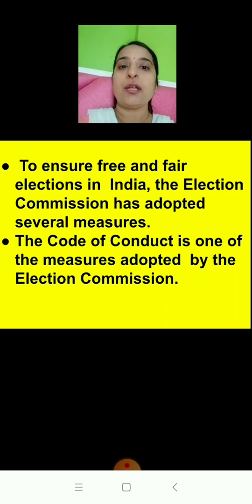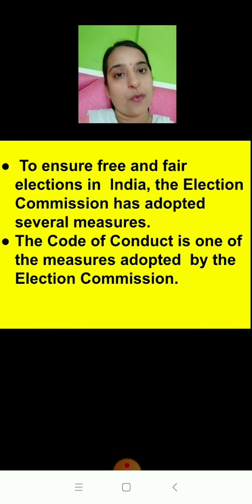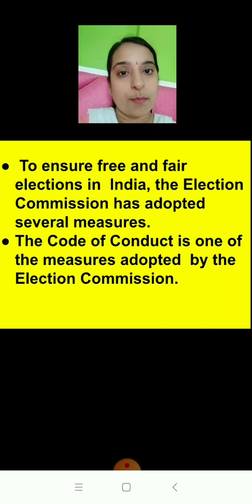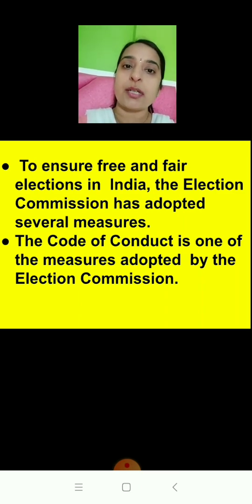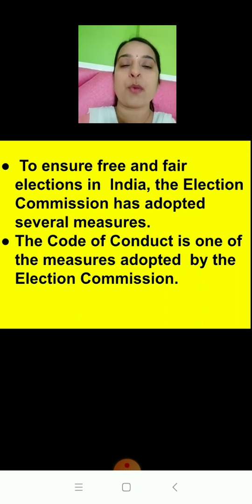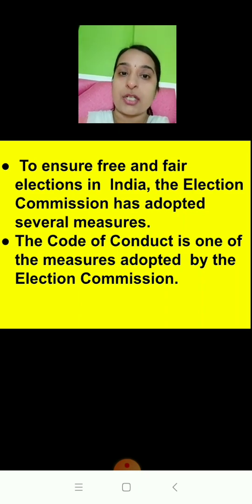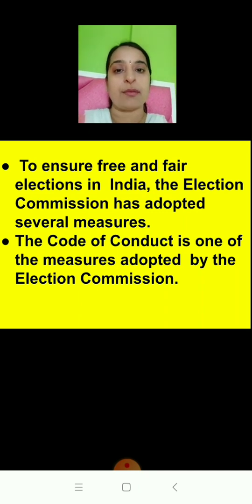See, they are basically the rules or laws which are to be followed by the government. It has to be followed by the voters, by the political parties. So basically code of conduct is a law, or a rule, which has to be followed by the political parties, by the voters, by the government. Okay, now I'll repeat. To ensure free and fair elections in India, the Election Commission had adopted several measures, and code of conduct is one of the measures adopted by the Election Commission.